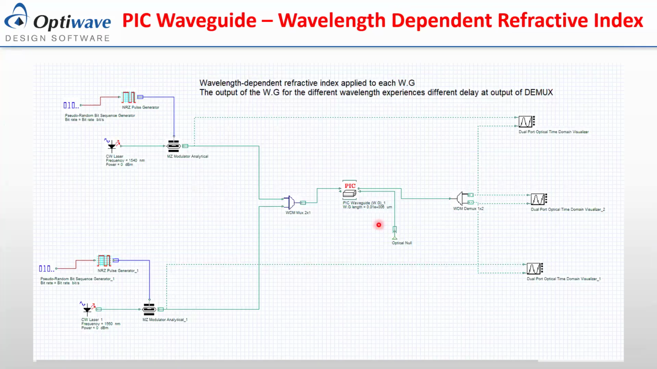Another example here is controlling the wavelength dependence refractive index of this waveguide. So what happens is if you apply a signal at two different wavelengths, as you can see here, then you can see the effect of delay or phase shift in the waveguides on the output. You can see with this dual port visualizer how much is the delay between the input pulses and the output pulses, as well as the delay between the two ports of these two signals.